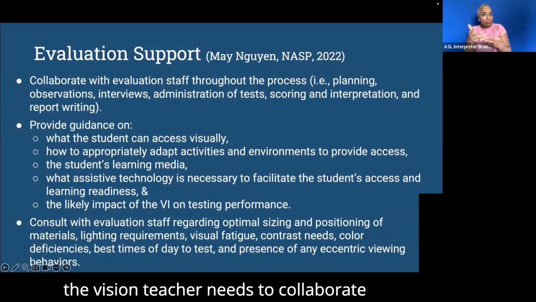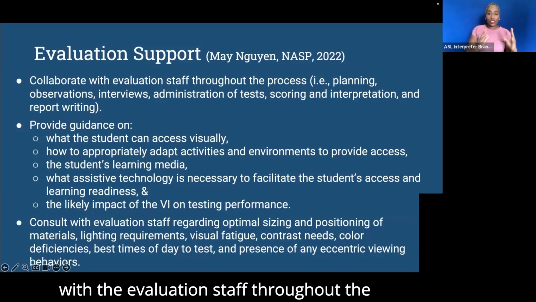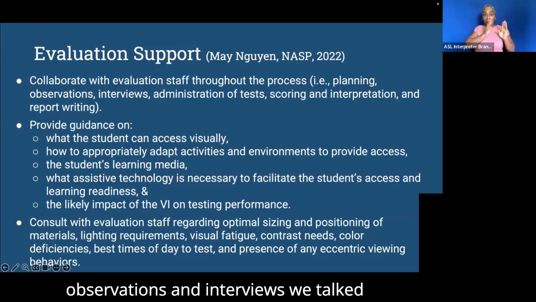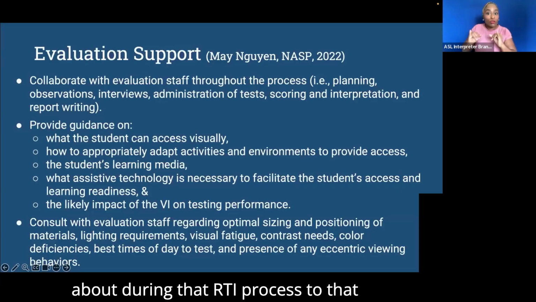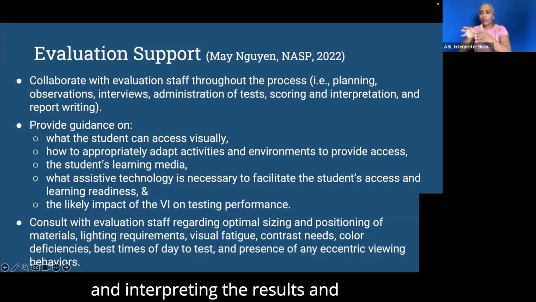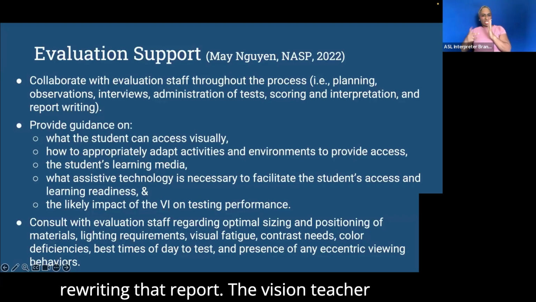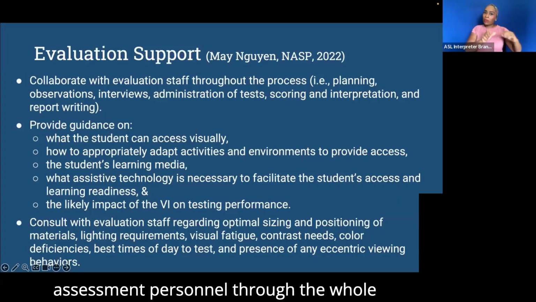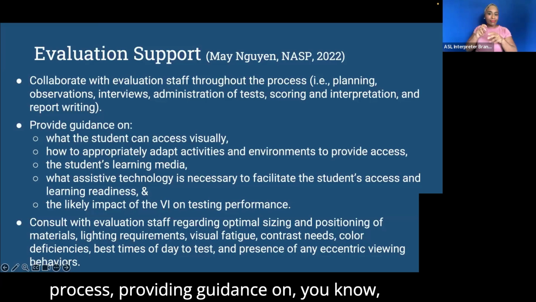But basically, things from this document that May put together are things about how we need to collaborate, what we're getting guidance on from each other. So the vision teacher needs to collaborate with the evaluation staff throughout the process, from planning and the observations and interviews we talked about during that RTI process, to that administration of tests and the scoring and interpreting the results and writing that report.